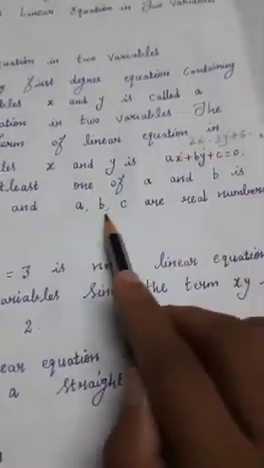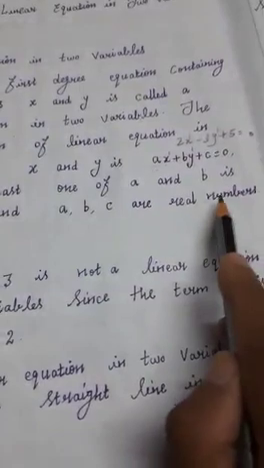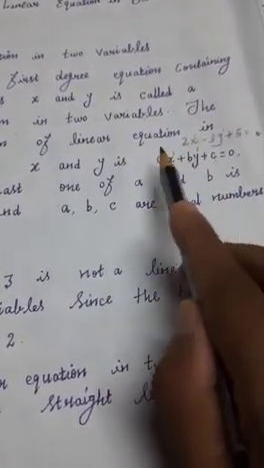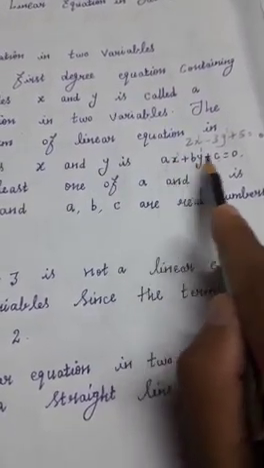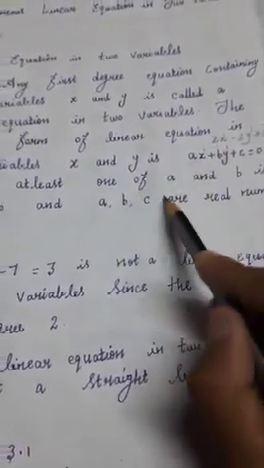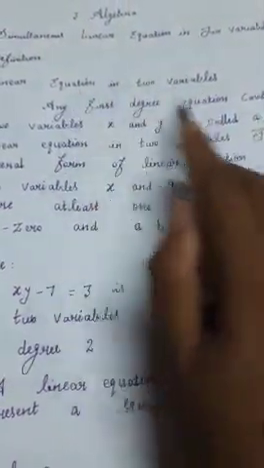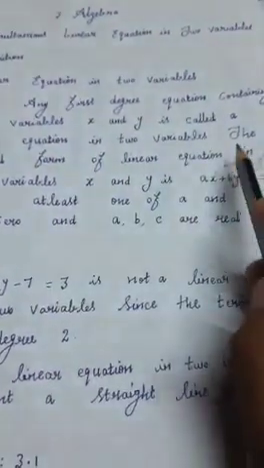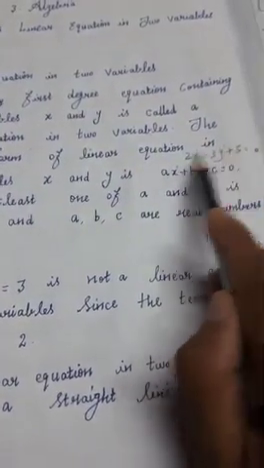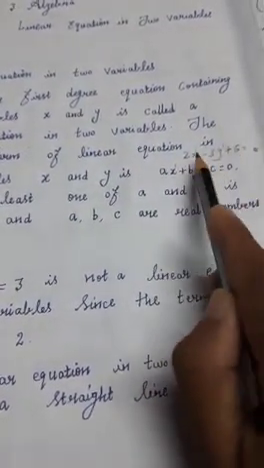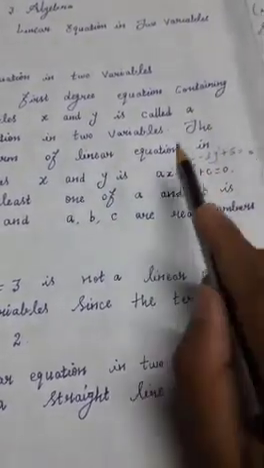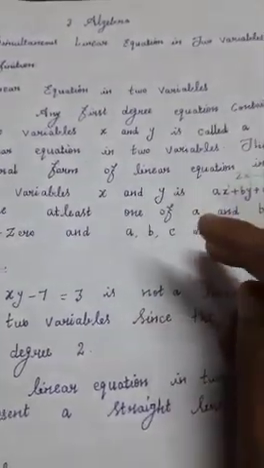The next condition is that a, b, c are real numbers. C means the constant, b means the coefficient of y, and a means the coefficient of x. So a, b, c are real numbers. These are the two conditions. So I know that a linear equation in two variables means any first degree equation. Here for example, this is a linear equation in two variables. For this equation the degree is 1, and there are two variables, x and y. So this is the definition for the linear equation in two variables.